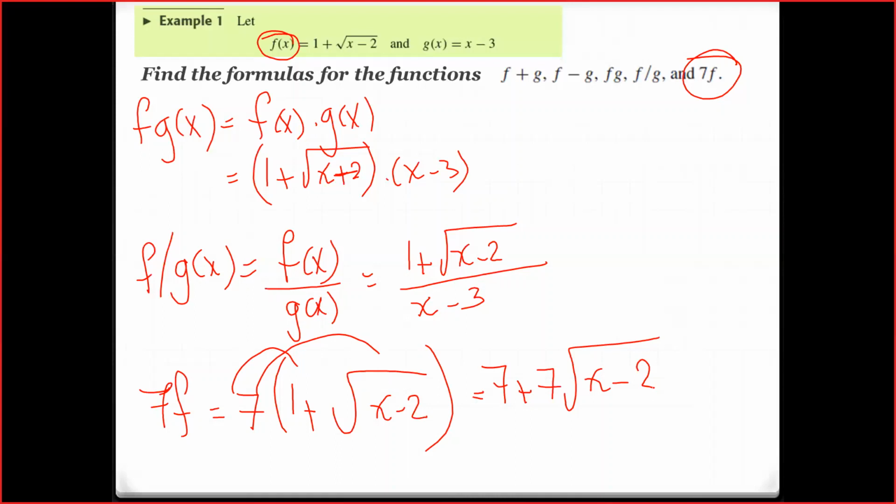Grade 11: May you repeat it, please? Which one? The last one. 7f? Yeah. Okay.